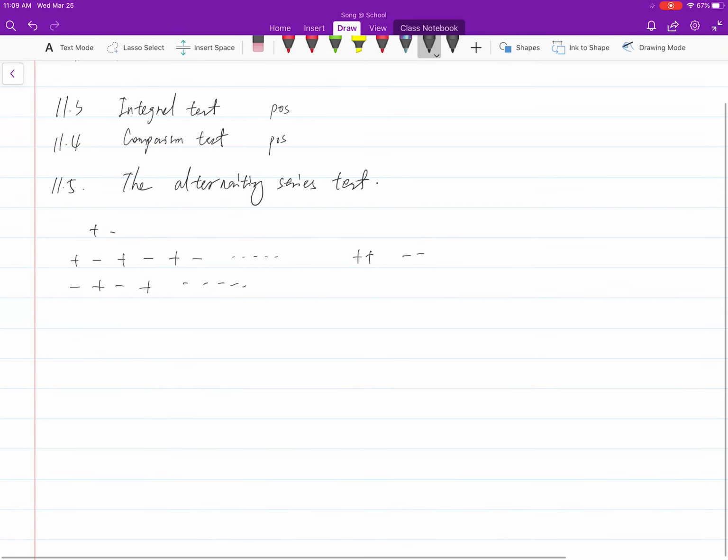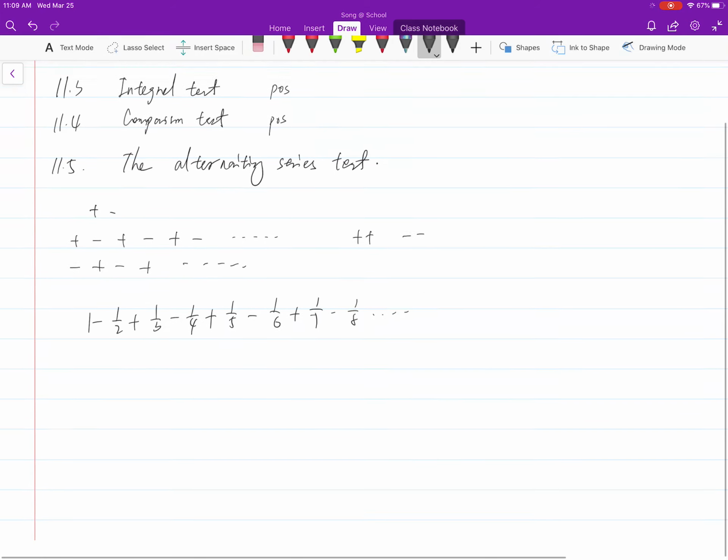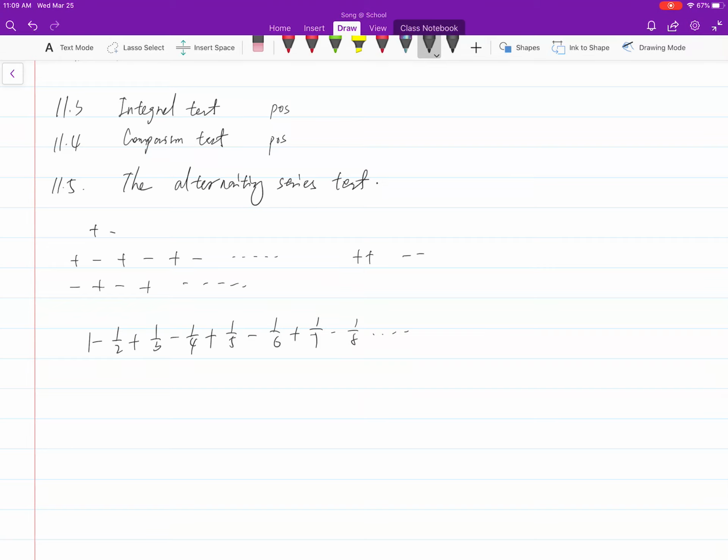For example, we can have something like this: 1, -1/2, 1/3, -1/4, and so on. From here you can see it's very easy to see this is nothing but a series we had before, which is 1 over n, the harmonic series. But instead of taking all the terms to be positive, we require some of them to be negative, and they have to be exactly one positive, one negative, one positive, one negative, and go on. This is called an alternating series. This will be what we'll be handling for this whole section.